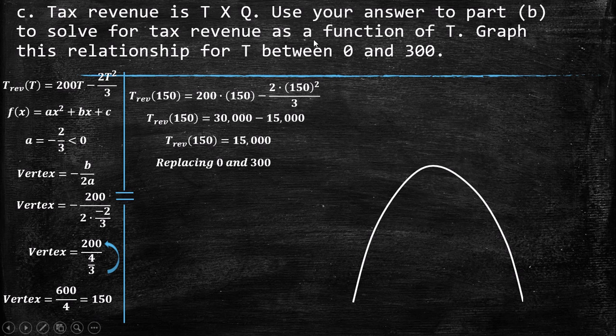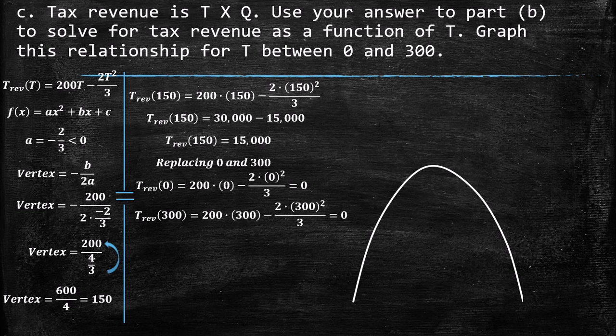So remember that we are going to graph this relationship for t between 0 and 300. I'm going to replace first by 0. So instead of putting 150, I'm going to plug in 0. So 200 times 0 is 0, minus 0 squared times 2 over 3 is 0, so it's going to be 0. So naturally, if the government charges a zero tax, they will receive 0 revenue. And what about if they charge 300? When they charge 300, if you replace this one, it's going to be 0 as well.